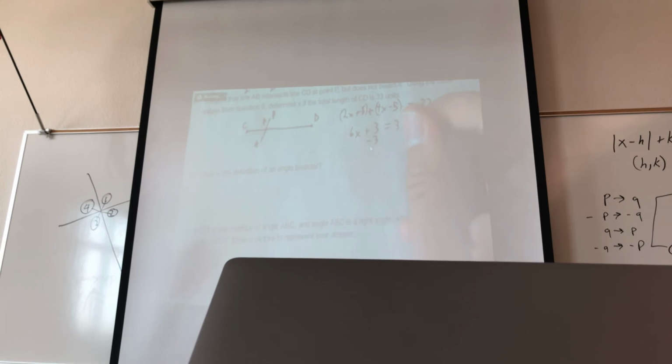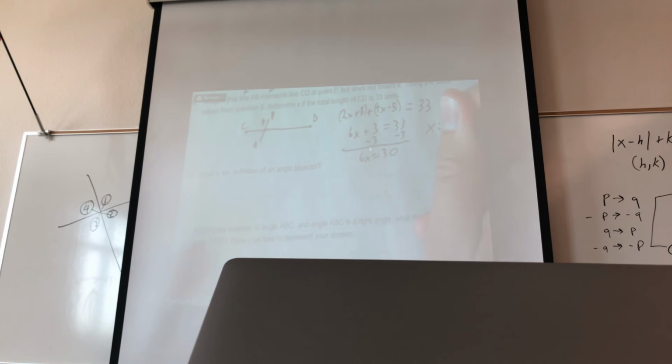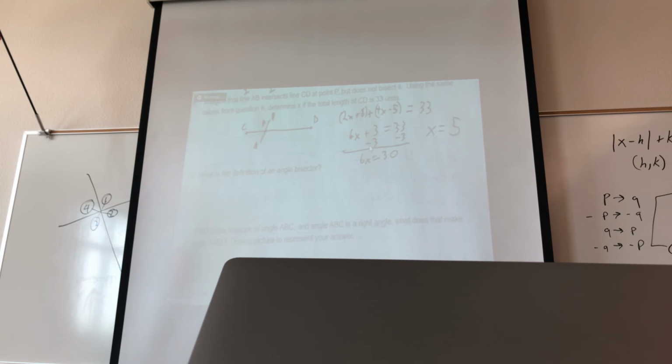I subtract 3 from both sides. I get 6x equals 30. So x is 5. One part would be 18. The other part would be 15. 18 and 15 should go together to make 33.